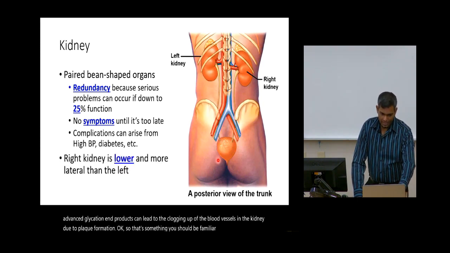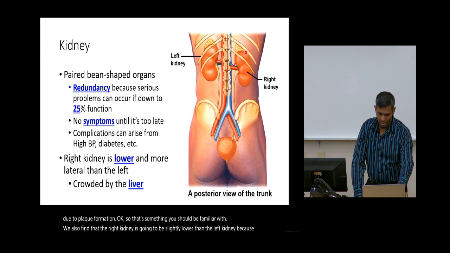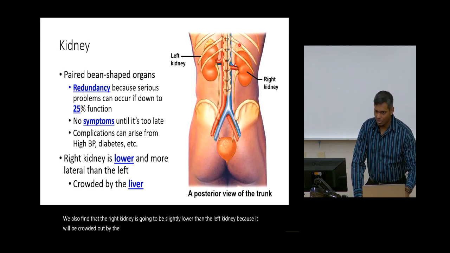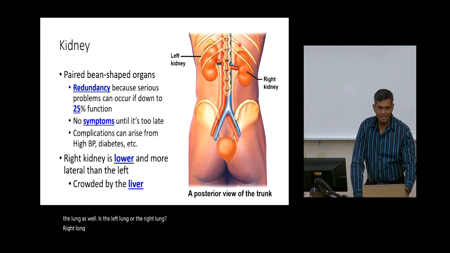We also find that the right kidney is going to be slightly lower than the left kidney because it will be crowded out by the liver. You remember that the liver also does some crowding out of the lung as well. Is it the left lung or the right lung? Right lung, that's right, because the left lung is going to be crowded in by the heart, right? It has the cardiac notch, right?